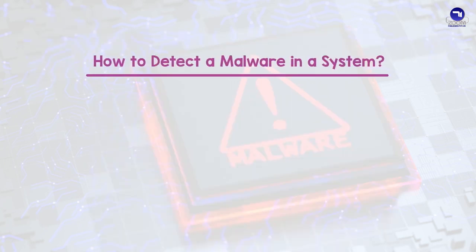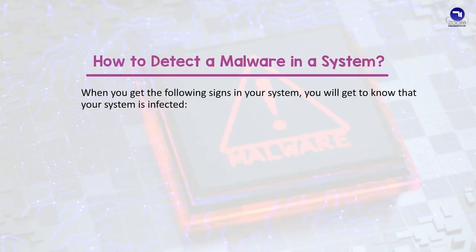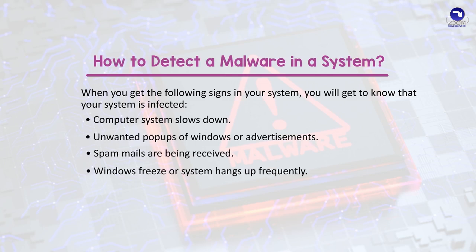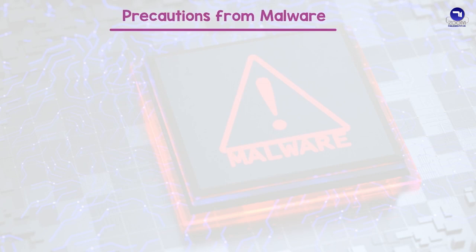How to detect malware in a system. When you notice the following signs in your system, you will know that your system is infected. The computer system slows down, unwanted pop-up windows or advertisements appear, spam mails are being received, windows freeze or the system hangs frequently, and the system crashes frequently.